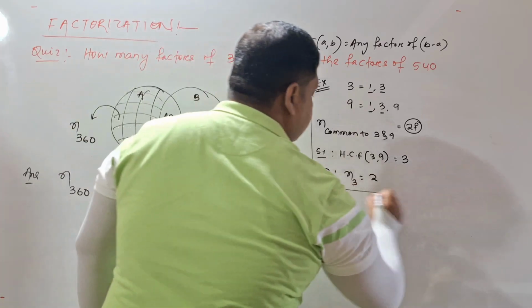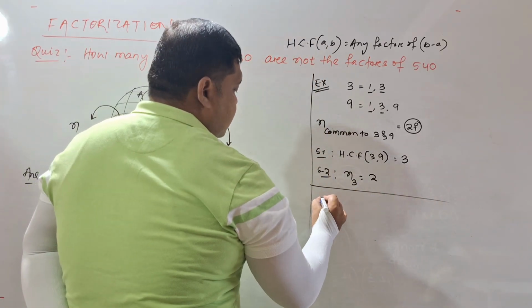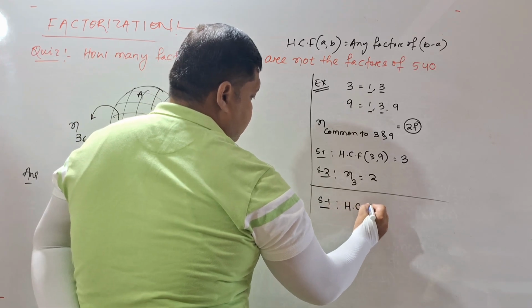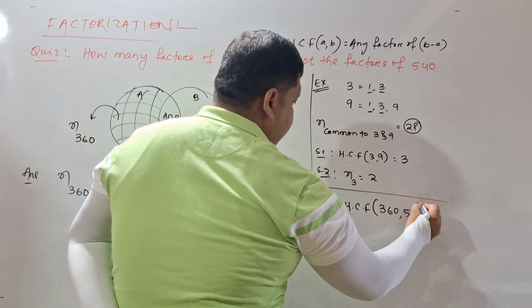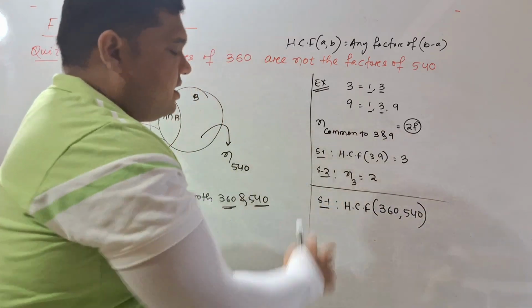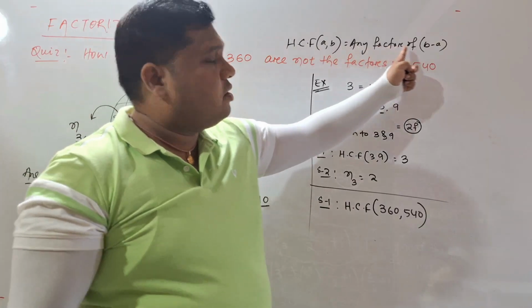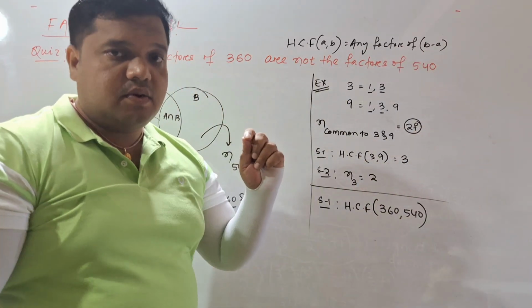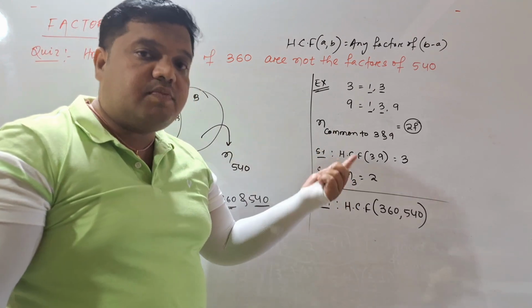Similarly, here the question is 360 and 540. First of all, step number 1, find the HCF of 360 and 540. Here the gap is 180. The concept is: any common factor divides their difference. So for 180 you think about all the factors, and you check the bigger factor first. Why? Because it is the highest common factor.